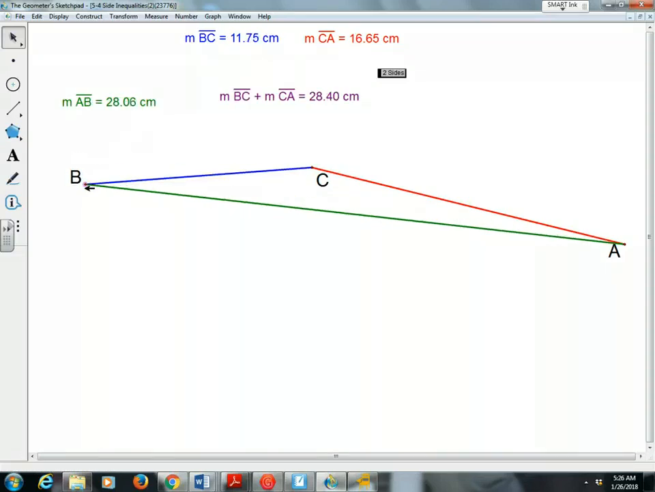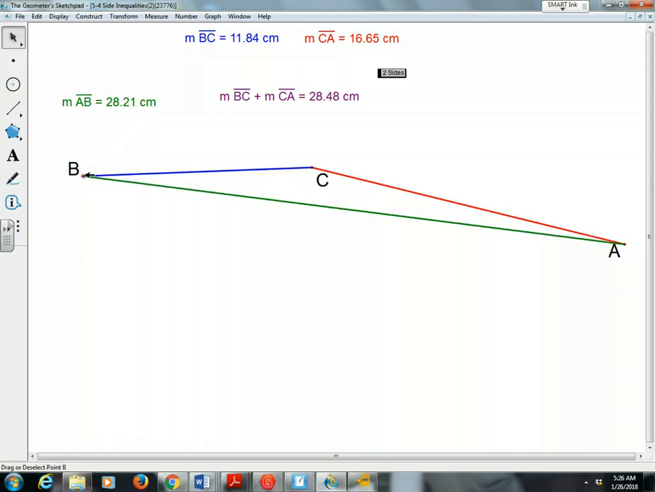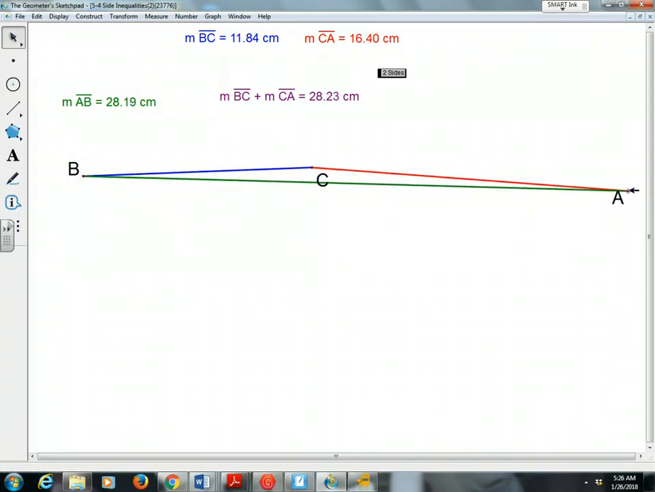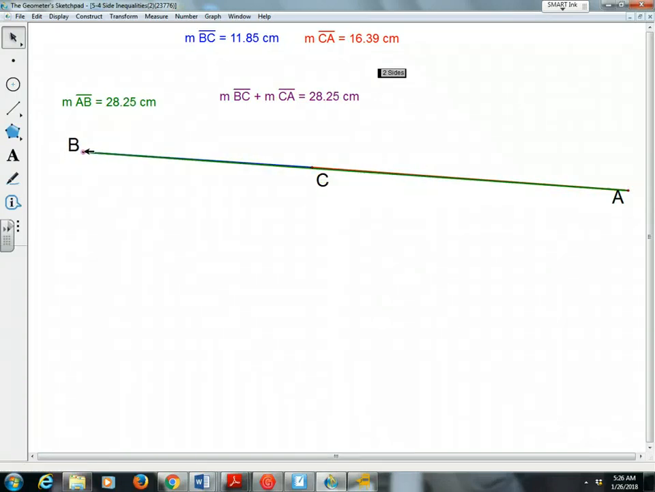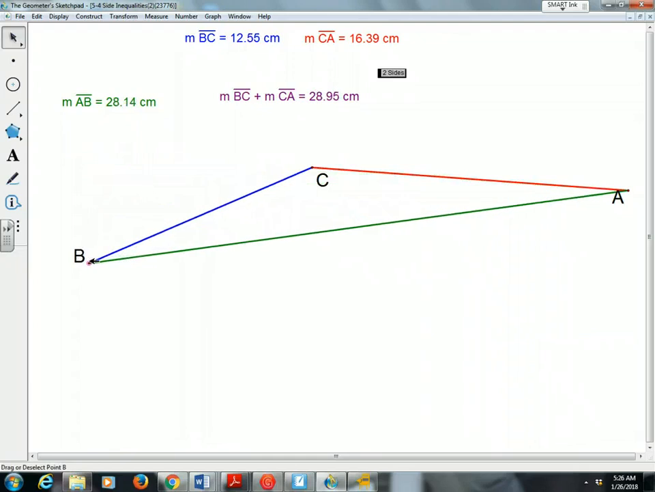So no matter what I do to this triangle, the two smaller sides, their sum will always be longer than the third. It's getting really close right now, 28.23, 28.19, but of course 28.23 is still bigger than 28.19. The only way you can do it is if you make basically two segments, right? And now that isn't a triangle anymore, that's just two lines. So if you're going to have a triangle, what always has to happen is the sum of the two shorter sides will always be greater than the third side.